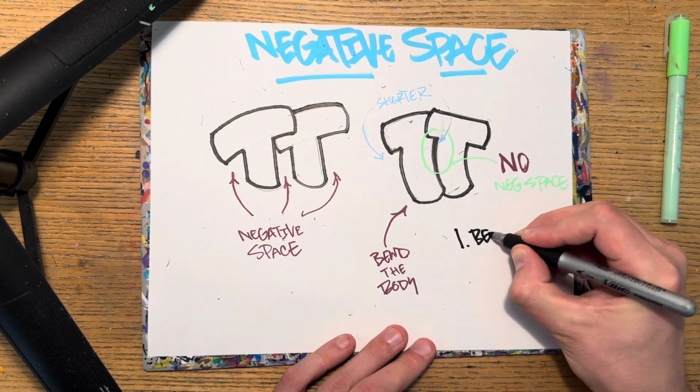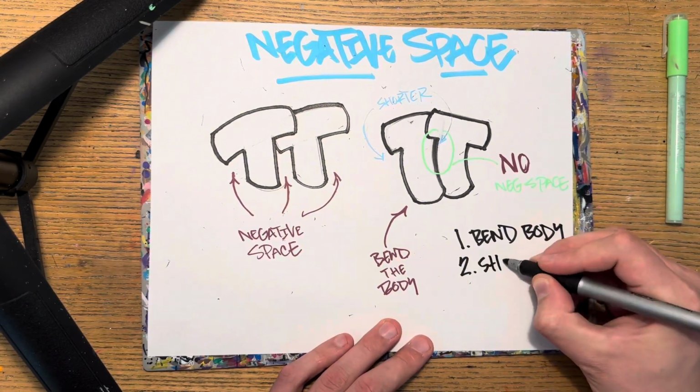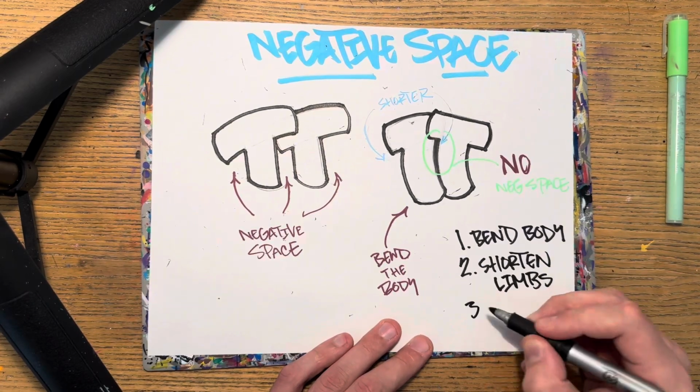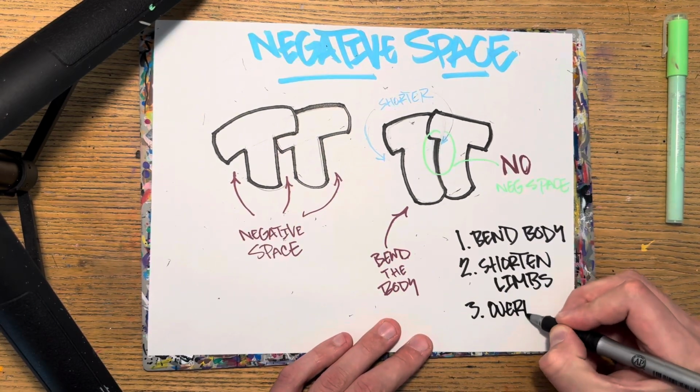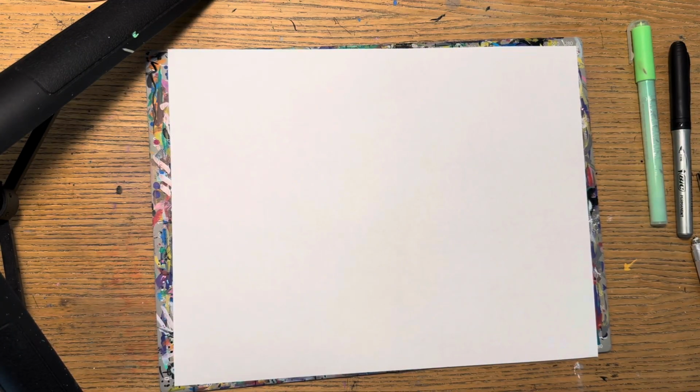So once again, here are the three things we can do. First, bend the body of the letters. Second, we can shorten the limbs. And third, we can interlock or overlap our letters. And not everyone likes the look of this. I personally love it. Helps me out a lot. So let's go over how to do it on the scale of a full piece.